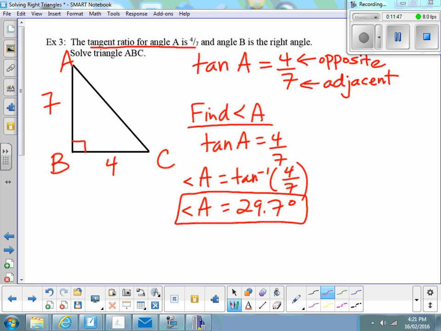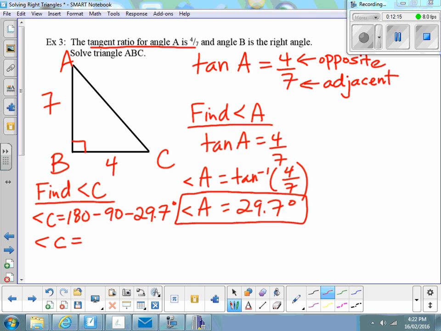And just be aware when you're doing questions, sometimes they'll ask you to round it to the nearest whole number, sometimes they'll ask you to round it to one decimal place, so you just want to be careful of that. Once I know angle A, then I can find angle C. So angle C is going to equal 180, subtract 90, subtract 29.7. So angle C is equal to 60.3 degrees.